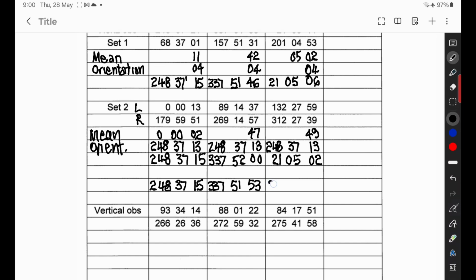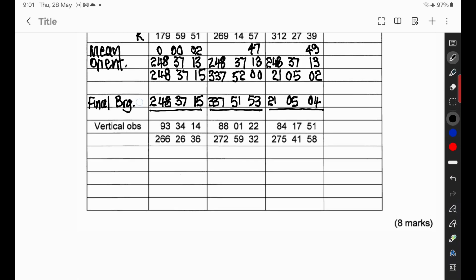So that mean there is 21, 05, 04. 6 and 2 is 8. Half of that is there. Right, and we underline those. They're our final bearings. I'll just put final BRG. Right, very good. Horizontals done. Move on to the verticals.